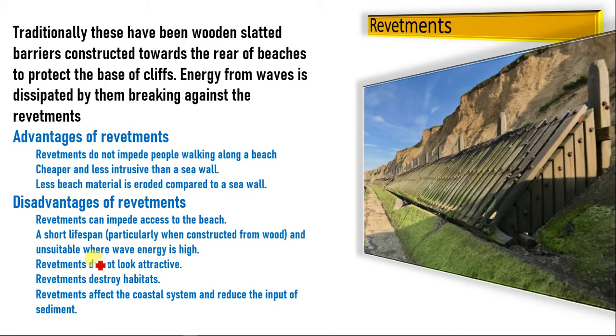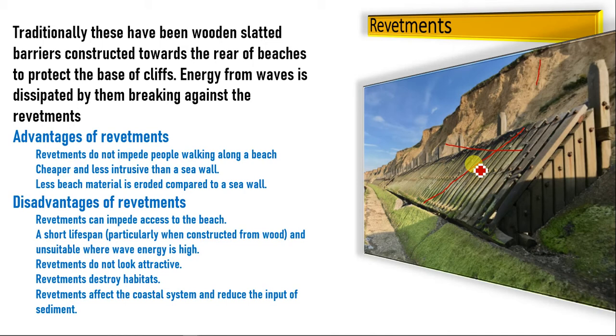Now we have revetment. Traditionally, these have been wooden slatted barriers constructed towards the rear of beaches. You see, this is the cliff, and it's also at the base here, to protect the base of a cliff. So that's the major function. Energy from waves is dissipated by them breaking against the revetment. So this also helps to dissipate the energy from the wave.